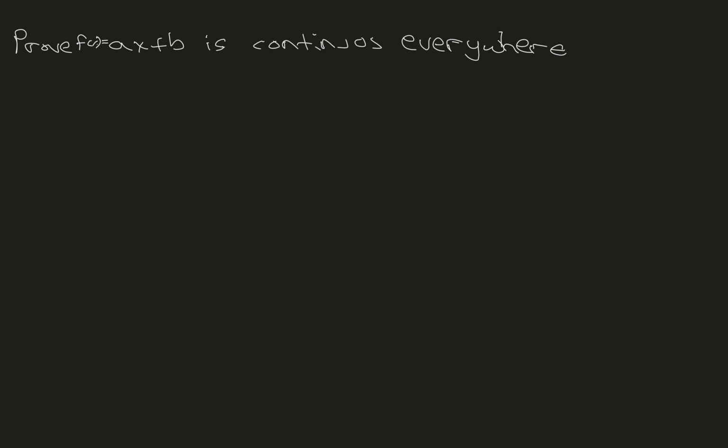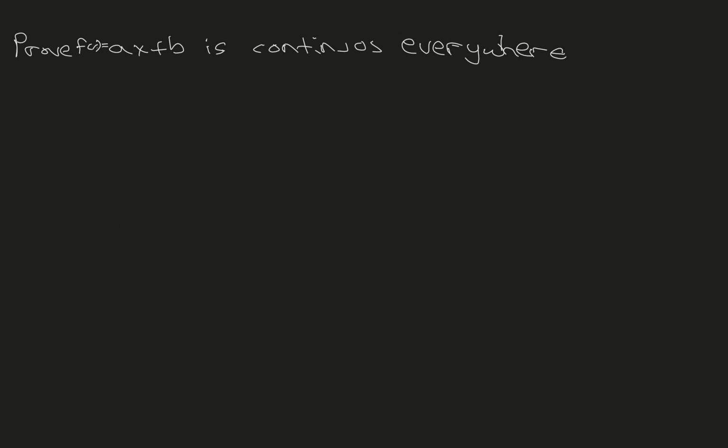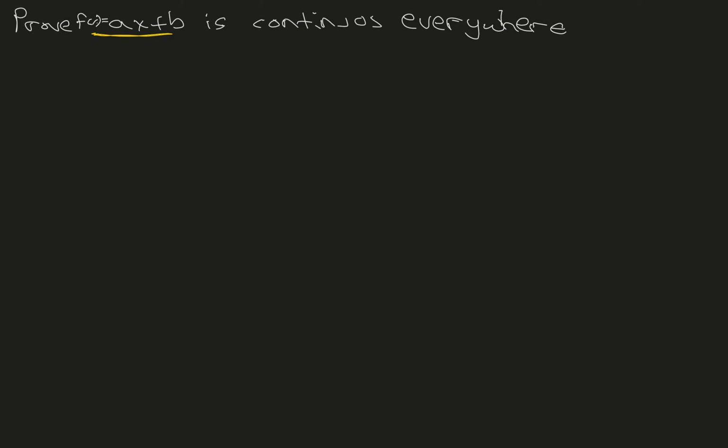So let's go ahead and prove that f of x equals ax plus b, any linear function, is continuous everywhere. We know this is true because ax plus b, for example 3x plus 1, is just a line, and it's always continuous. So let's just go ahead and prove it.